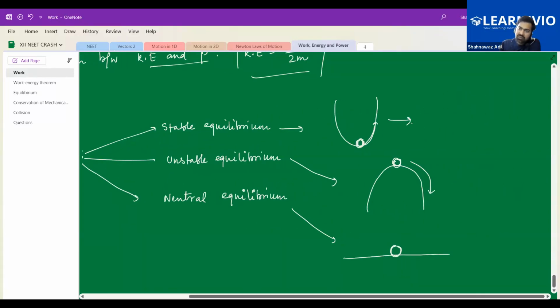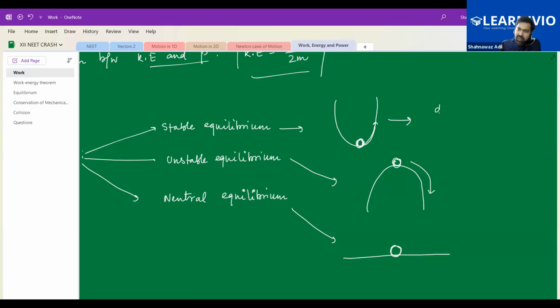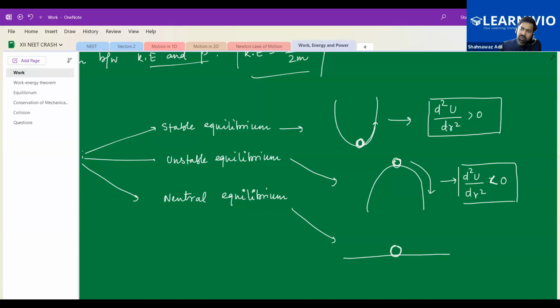If you have some function, potential energy is given, and you find out d square U by dr square. If it is greater than 0, that would be called stable equilibrium. If d square U by dr square is less than 0, this would be called unstable equilibrium. And for this case, we only have to find the first differentiation. If your dU by dr is 0, then this would be called neutral equilibrium. So these are the three types of equilibrium conditions, and you just have to remember them.